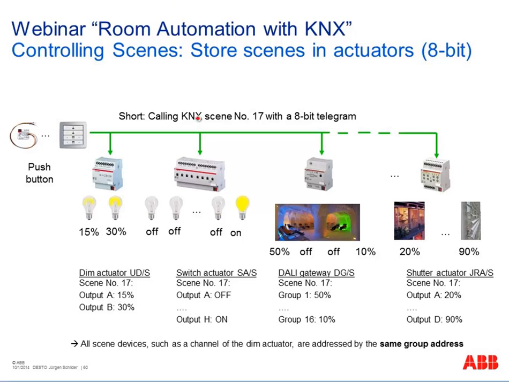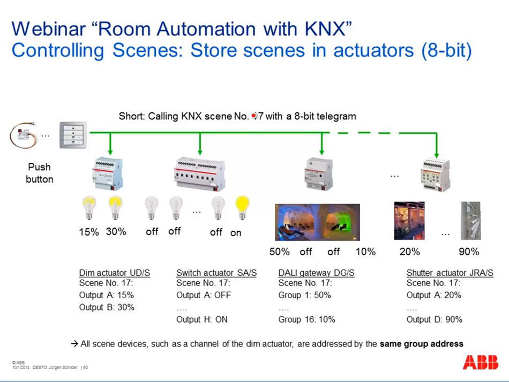And the third solution is by using the so-called scene functions in the actuators. Now all our ABB actuators support these features of the so-called 8-bit scene. It works like this. We have a sensor. The sensor sends a scene, or when we press the button, it sends one telegram. This is an 8-bit telegram, and sends a scene, the number of the scene, for example 17.